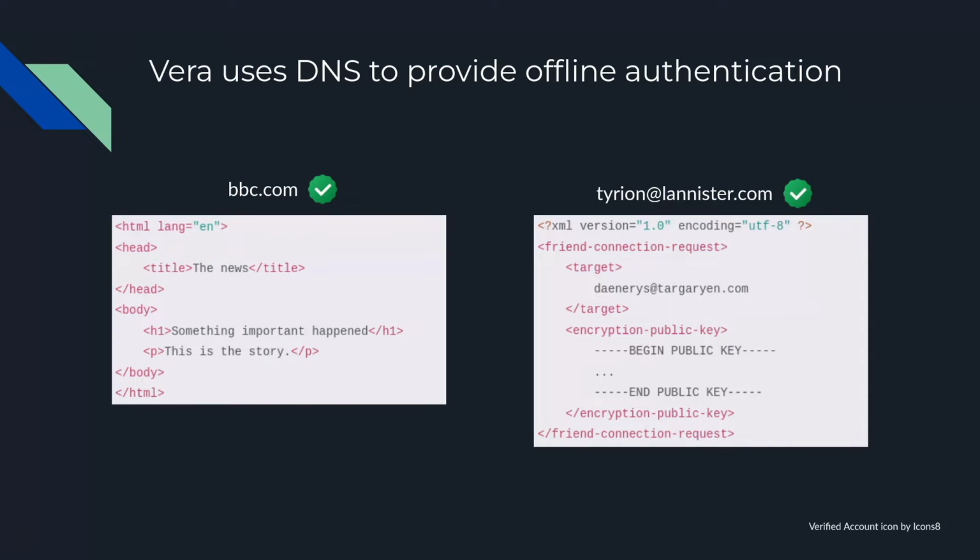And if we consider a different example, on the right-hand side, we have a piece of XML that was produced by a decentralized messaging app. More precisely, it was produced by a user called, in this case, Tyrion@lannister.com. And what he's trying to do is communicate with Daenerys@Targaryen.com. So Tyrion's app generated this XML file that is then going to be sent to Daenerys in such a way that Daenerys can be certain that it came from Tyrion.